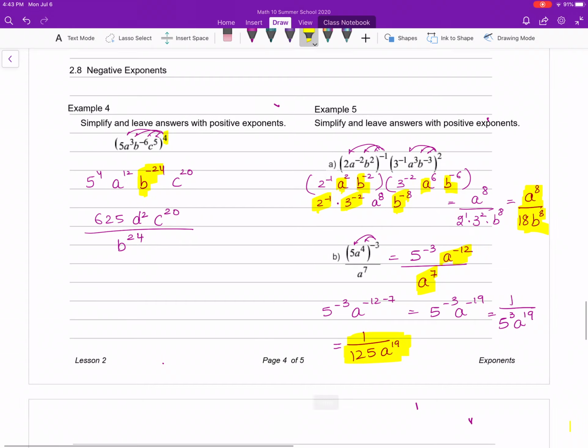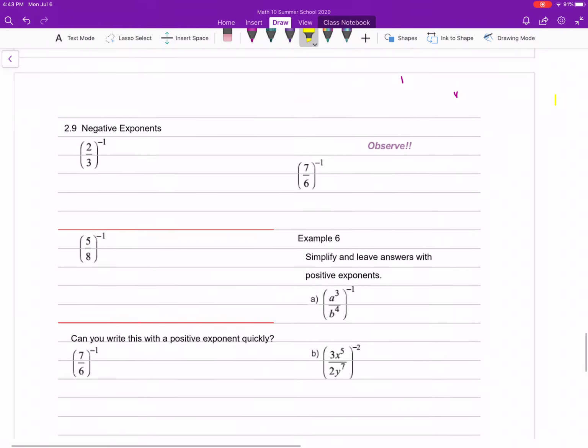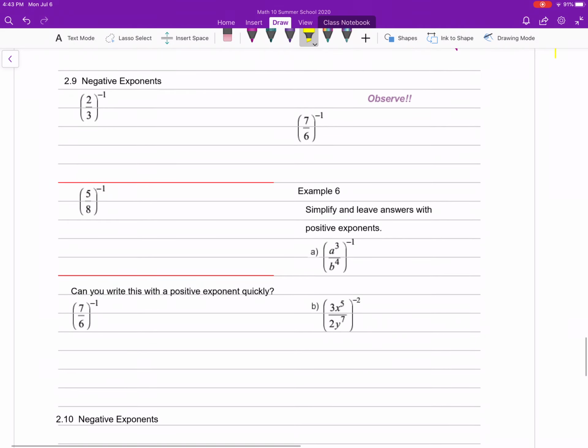Let's go ahead and see if we have fractions with us. What happens when you have a fraction and the fraction is raised to a negative exponent? We simply take the reciprocal of the fraction, right? That's it. Take the reciprocal of the fraction to make the exponent positive.